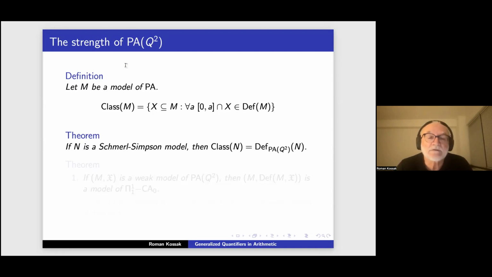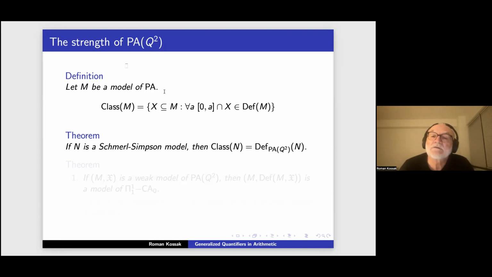And I went over this last time. The upshot is that they construct models that I'll now call Schmerl-Simpson models, and they have interesting features. They all have to be kappa-like for regular cardinal kappa. They all have to be recursively saturated. They all have to satisfy Con(PA) and much more. And actually, we'll see in a moment how much they have to satisfy.